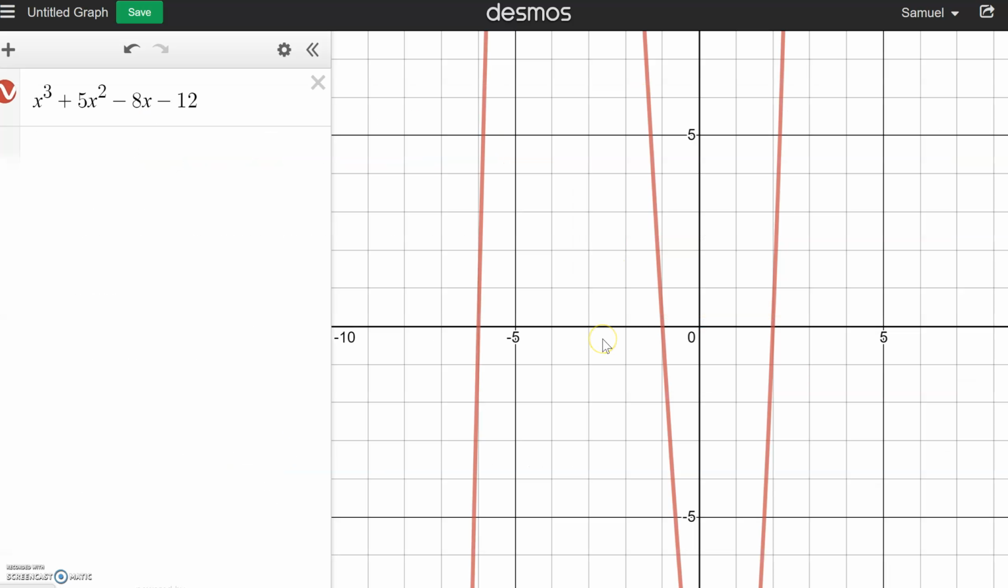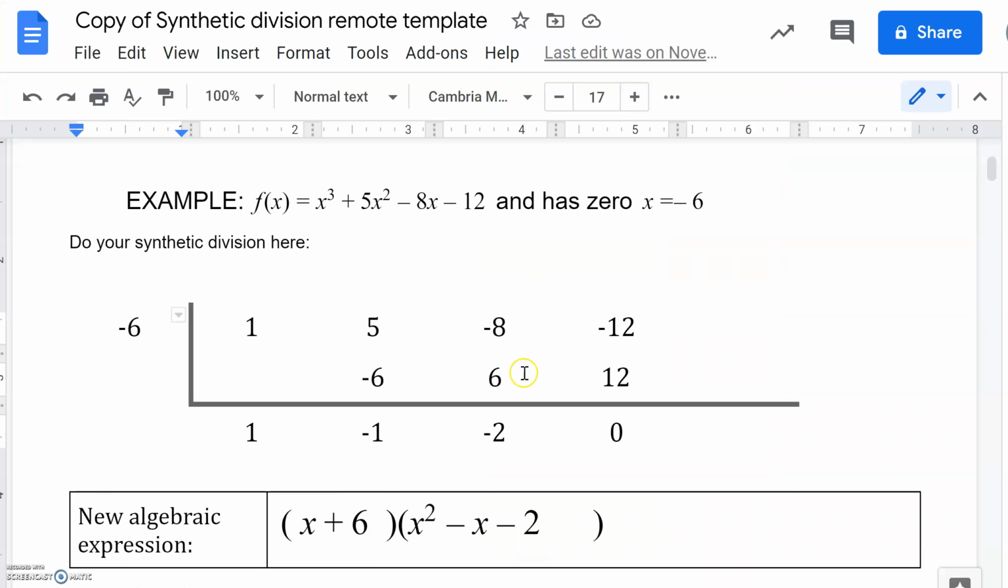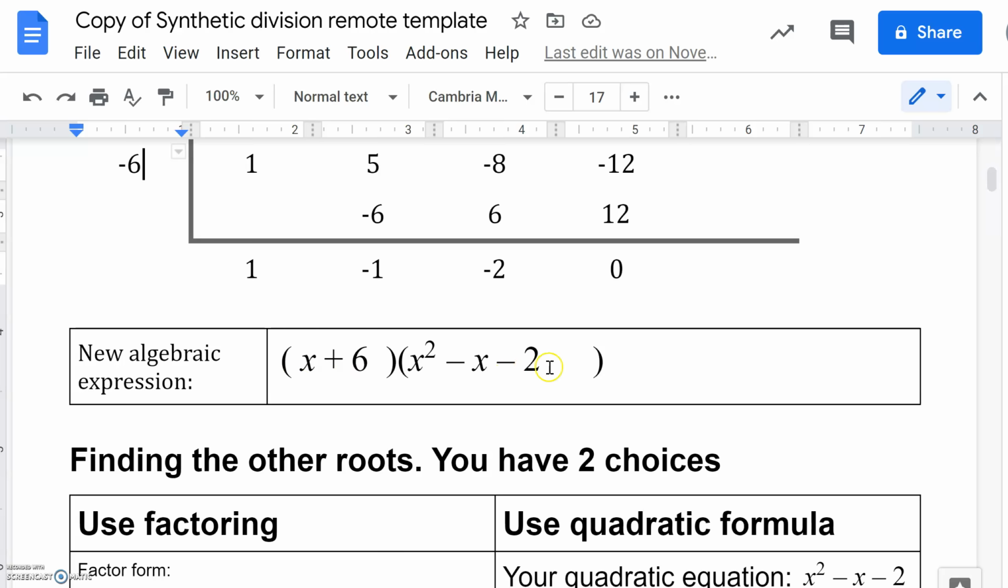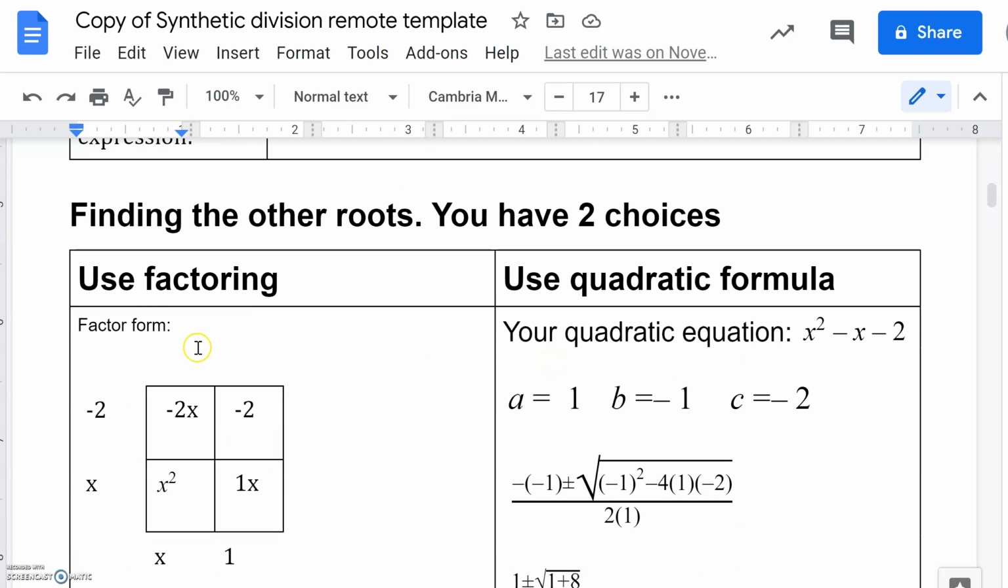One is you could go ahead and graph it in Desmos. Graph that polynomial in Desmos and just kind of look at what the x-intercepts are and see if that gives you any clues as to where the other zeros are. However, if those other zeros are imaginary, then we're going to have to go ahead and do this synthetic division to get a new algebraic expression, and then we're going to have to either factor or use quadratic formula after that.